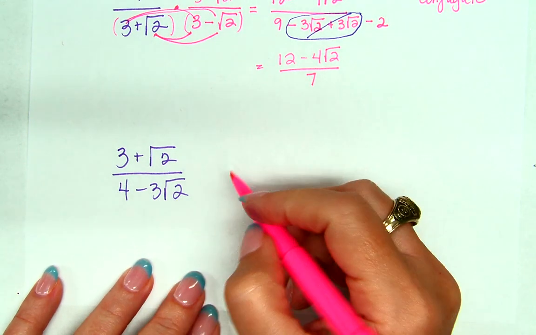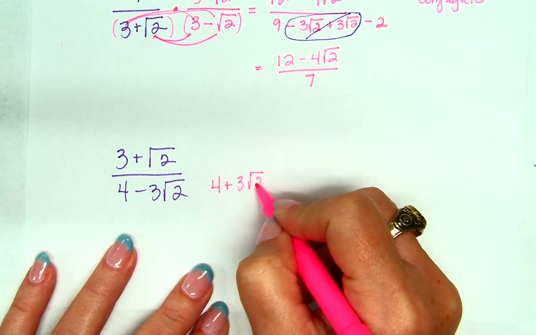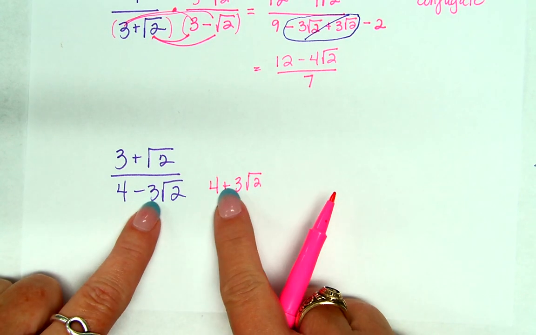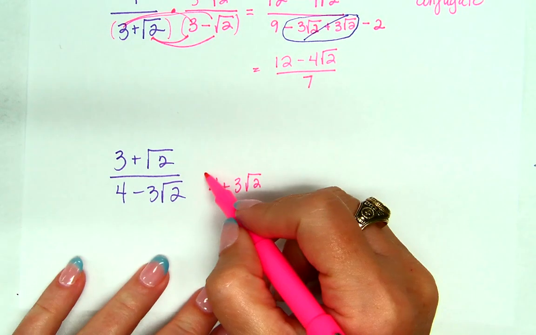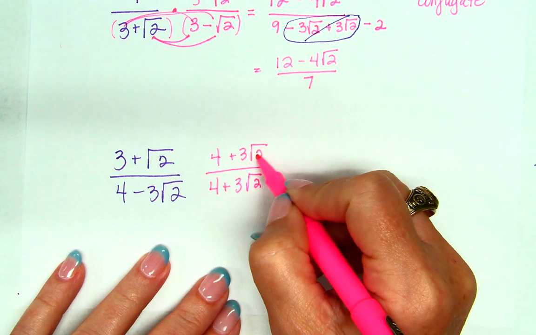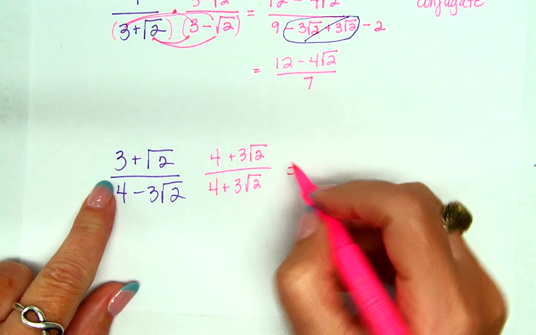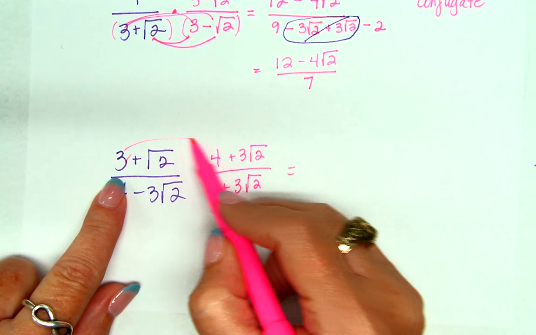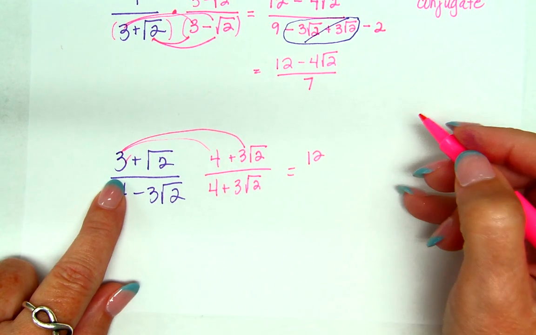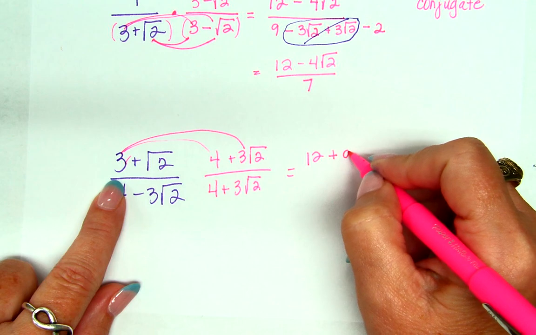4 plus 3 root 2. This number stays the same. This number is opposite, right? So I have to multiply numerator and denominator by 4 plus 3 root 2. So what is 3 times 4? 12. What is 3 times 3 root 2? 9 root 2. 9 root 2.